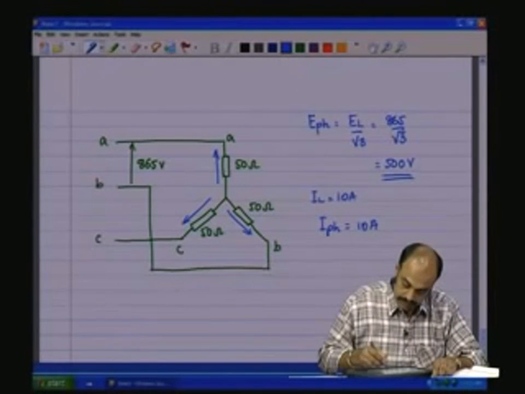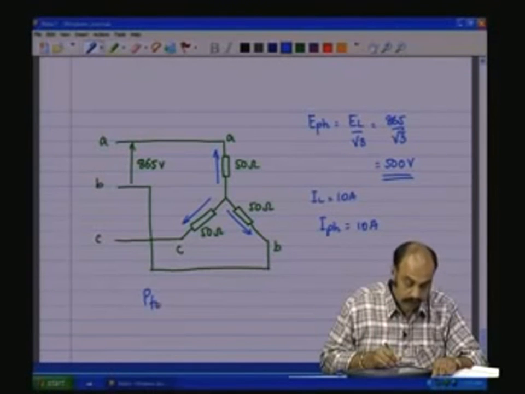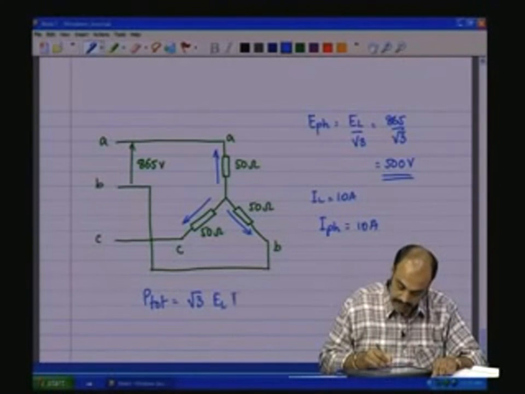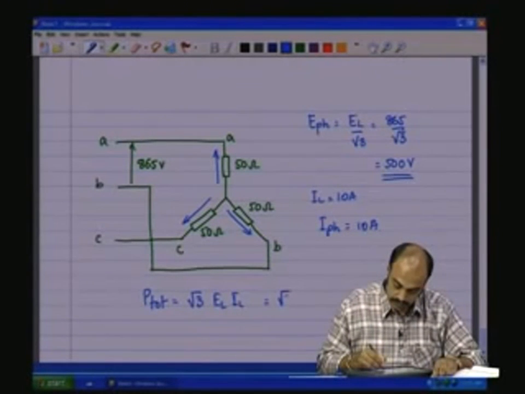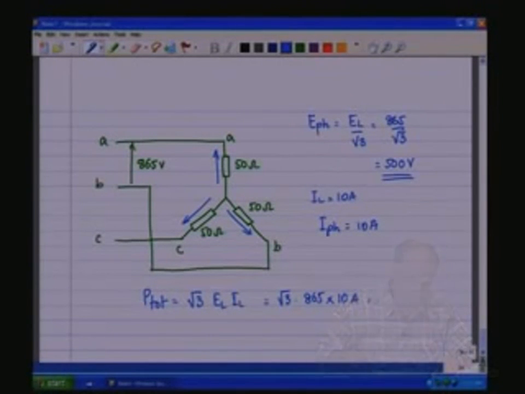And the third thing is the total power, P total, which is equal to root 3 E_L I_L, as it is a resistive load, so cos phi is equal to 1. So, this will be equal to root 3 into 865 into 10 amps, which is equal to 15 kilowatts, okay, or 3 into E phase I phase is also 15 kilowatt, or 15,000 watts.